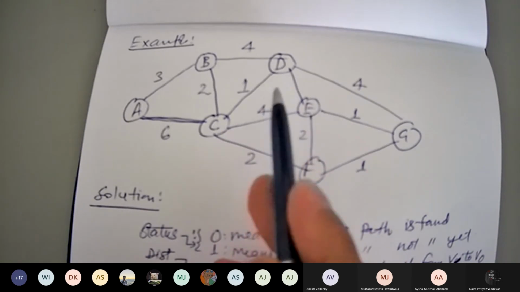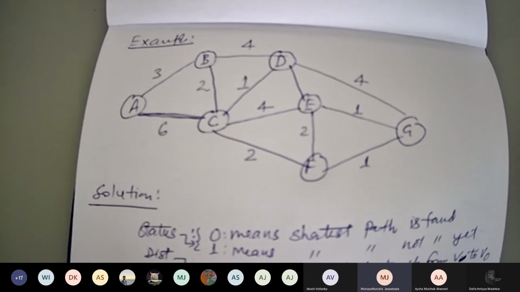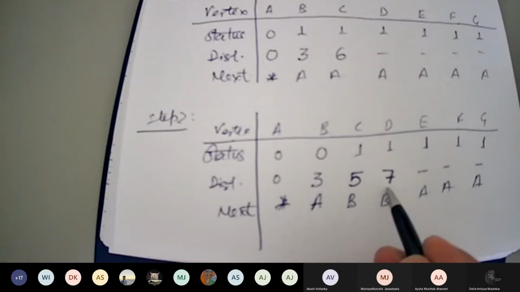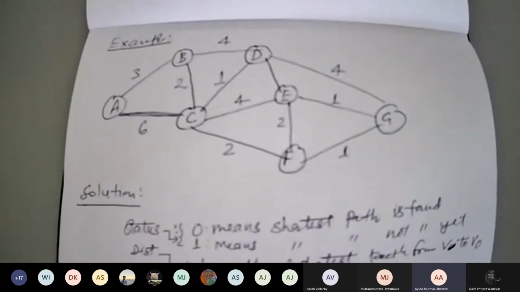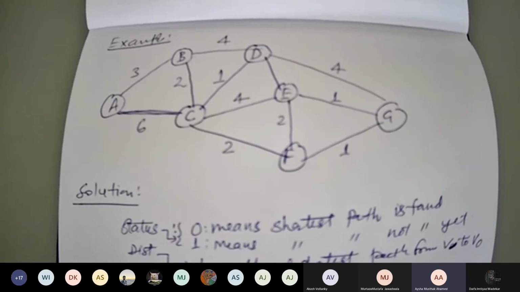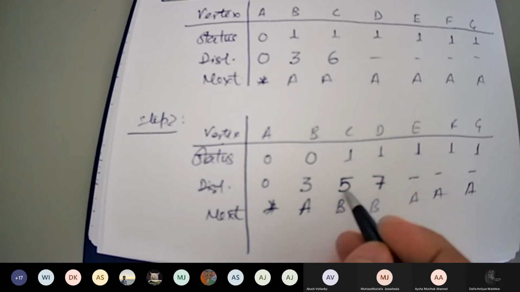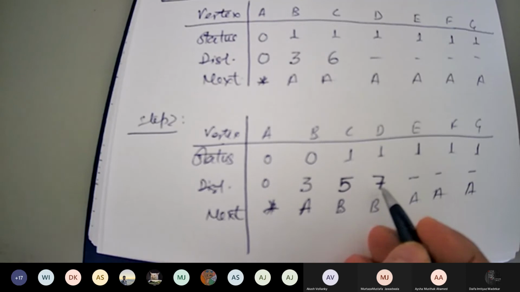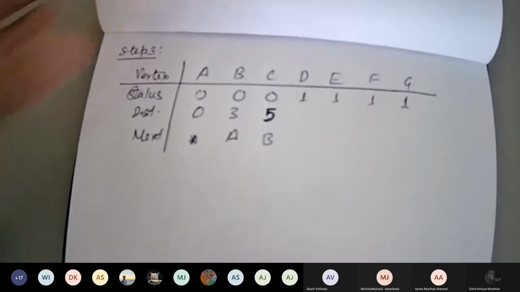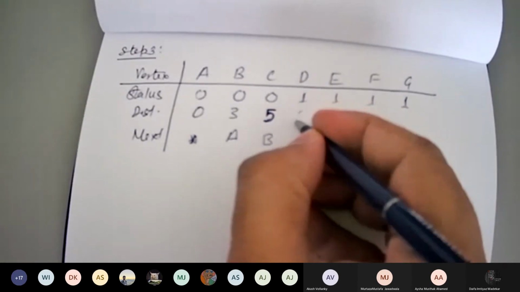So C to D, how much? 1. But earlier how much had you written till D via B? 7. But if you are going via C, how much can you write? 6, because till C you had 5 and C to D is 1. So 5 plus 1, 6. So this 7 should become 6 or not? So here, in place of 7, you will write 6.